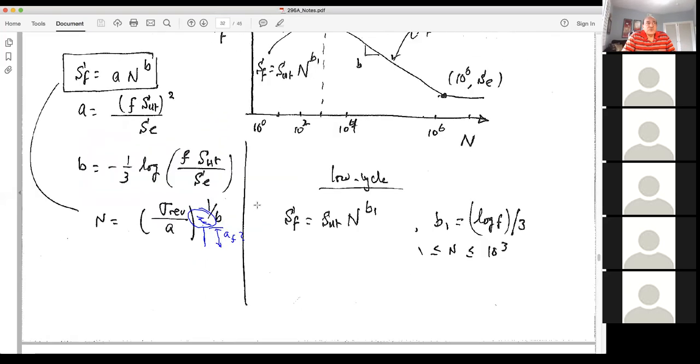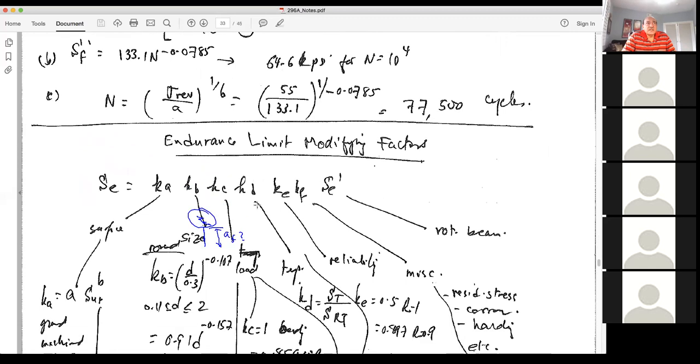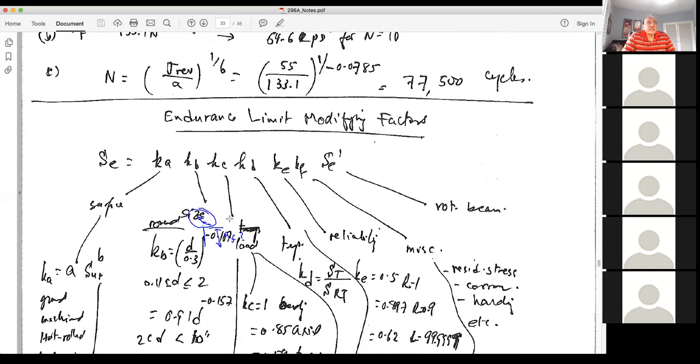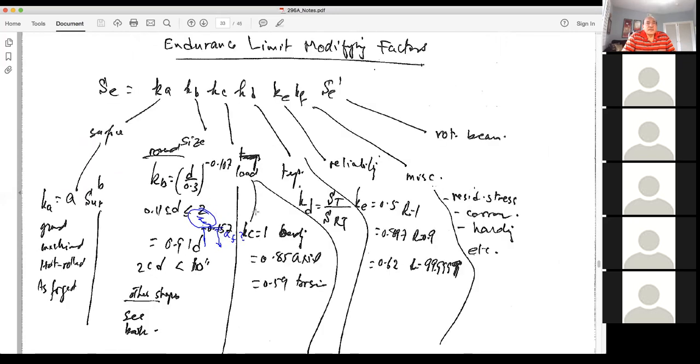So now I move on to what happens in real life if I have a material different from the sample. As we know, the standard sample is very highly polished, and we use the rotating beam technique to get S endurance. And we say that, roughly speaking, S endurance is half of the ultimate, or some other fraction. If we have a titanium, or another aluminum alloy, it will be different from half. The half is for the steel.